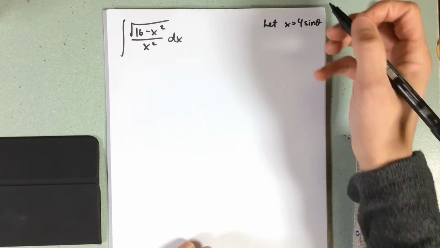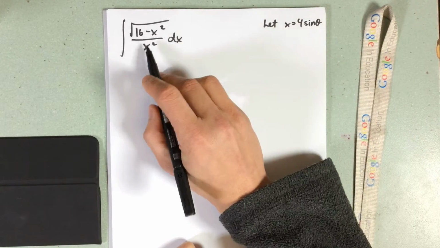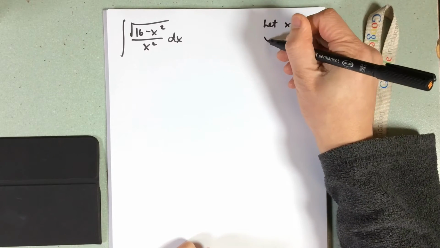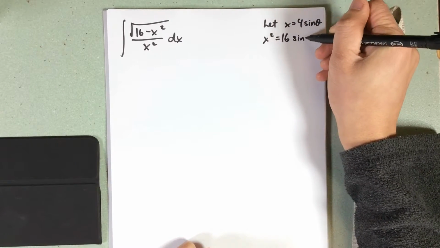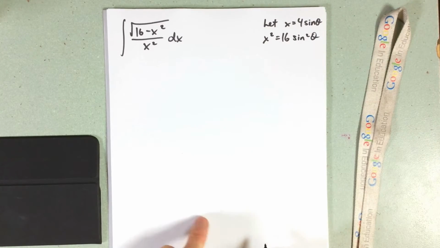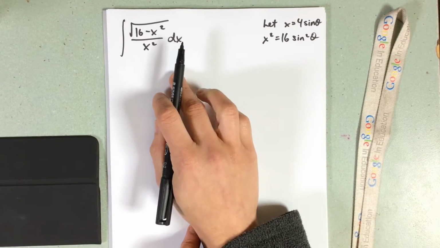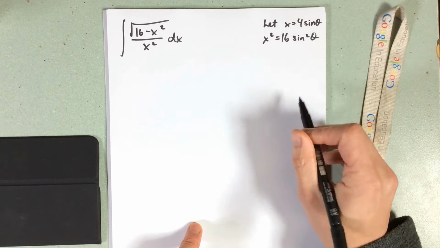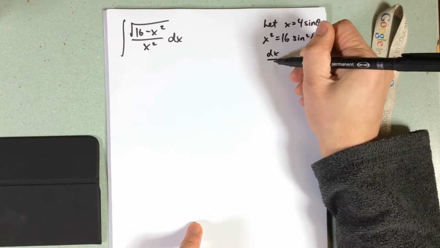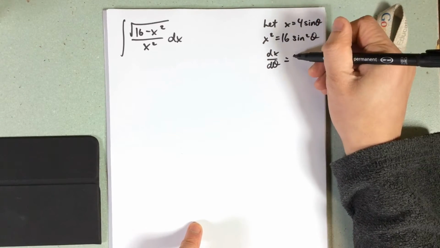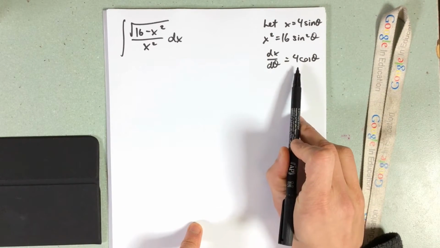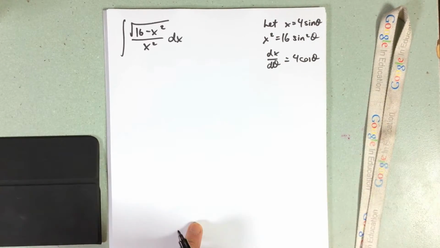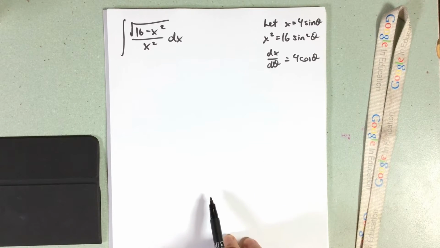So some easy examples. First, you can see that there are x squareds here, and I've got an x, so I'm going to need to work out what x squared is, which is not hard. It's 16 sine squared theta. At the same time, if I want to do the substitution, I'm going to need to know the derivative here. So that's dx on d theta is 4 cos theta. So you can see that dx there is going to substitute for a 4 cos theta d theta. Okay, so far so good.